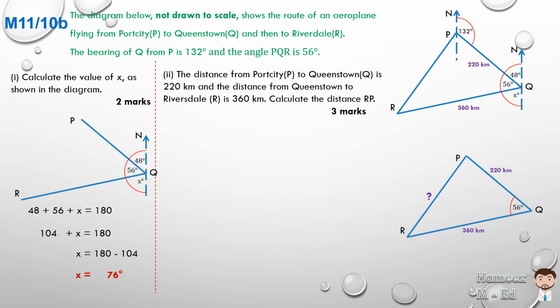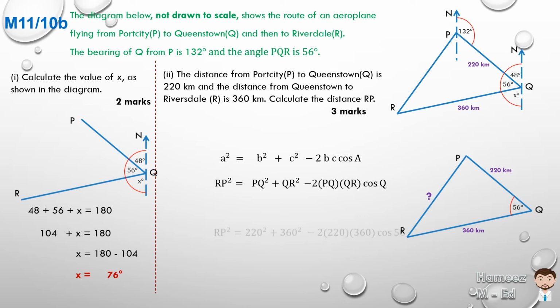So if we're dealing with three sides and one angle, that's the cosine rule. So let's write that. A squared is equal to B squared plus C squared minus 2BC cos A. And that's given on your formula sheet. And if we know the angle is 56, that's Q, then we're using the side opposite to that. So RP squared is equal to PQ squared plus QR squared minus 2 times PQ times QR times cos Q.